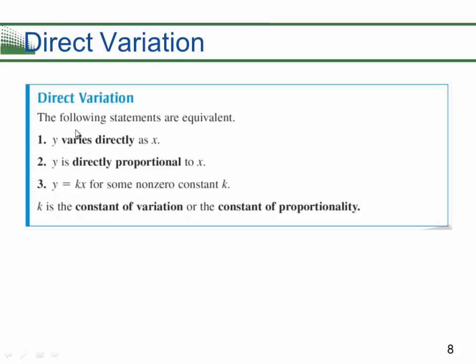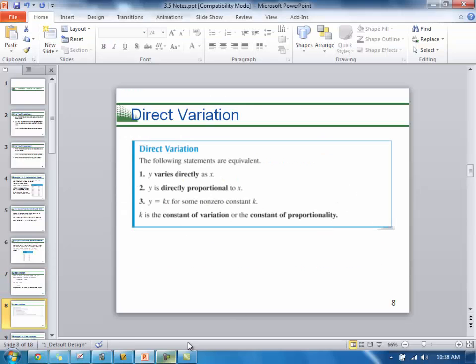Okay? So we can say that in direct variation, y varies directly as x, y is directly proportional to x, y equals kx for some constant k. And we're going to call k the constant of variation, or the constant of proportionality.